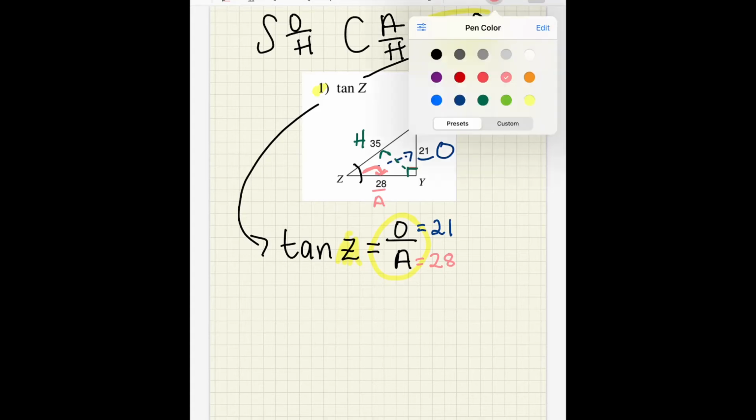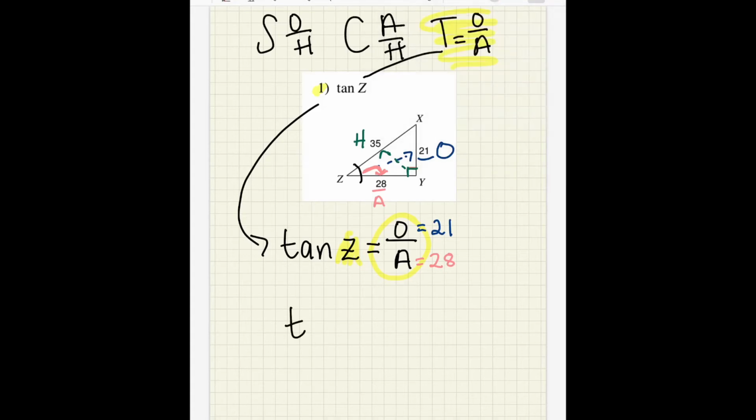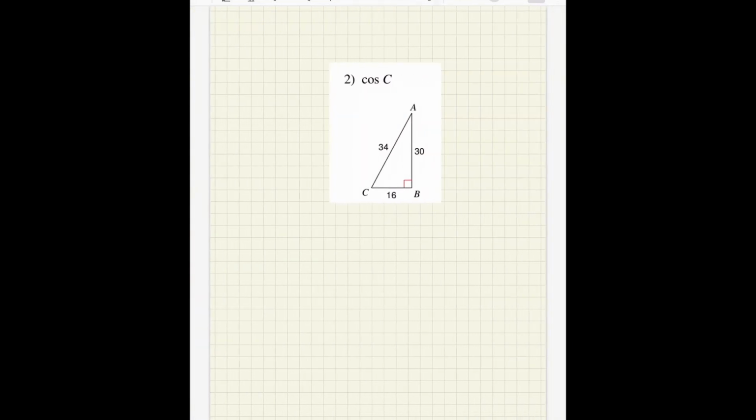So to answer this question, the tangent of Z is just 21 over 28. And that's it. That's literally your answer. So these are the steps you have to take. If you need to see another example, well, look at this one right here, number two.